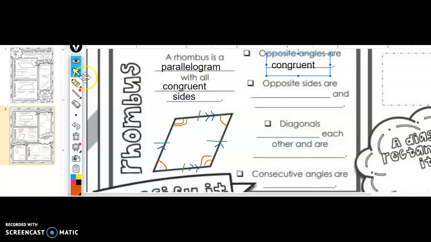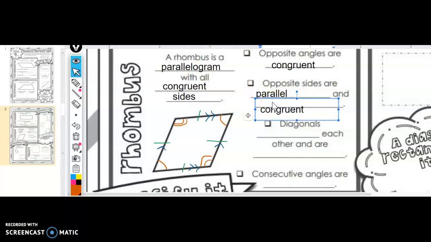Opposite sides are parallel and congruent. Again, that's consistent with the parallelogram property. Opposite sides are parallel and congruent, and we marked that already. That's the blue and the green markings. Diagonals bisect each other. Okay, so that's still a parallelogram property that transfers over to the rhombus.